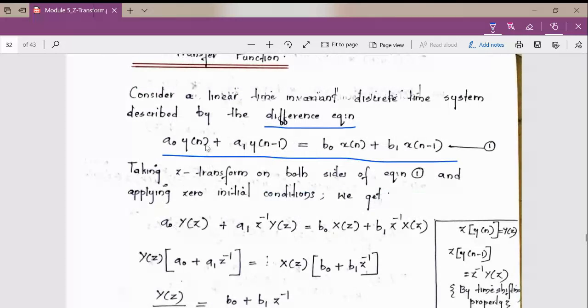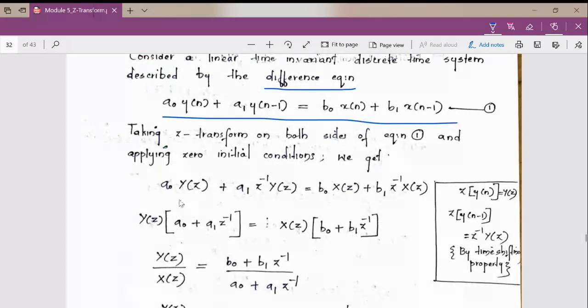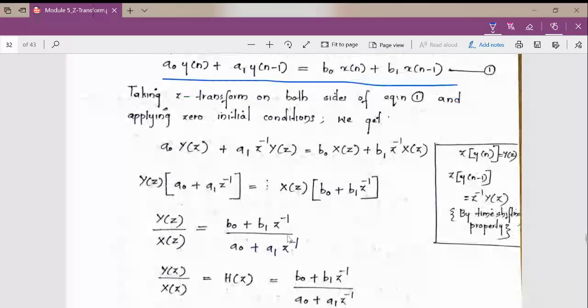Okay, so what is the Z transform of y of n? It is Y of z. Y of n minus 1 is z raised to minus 1 into Y of z. Like that, x of n will become X of z and x of n minus 1 will become z raised to minus 1 into X of z. Okay, so we are taking the common terms outside. On the left side, Y of z is common. We are taking that outside. It becomes Y of z into a0 plus a1 z raised to minus 1, which is equivalent to X of z into b0 plus b1 z raised to minus 1.